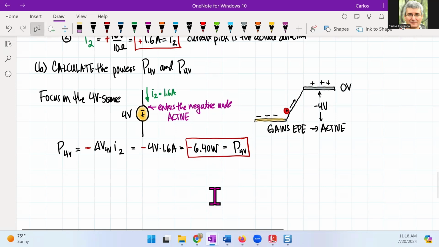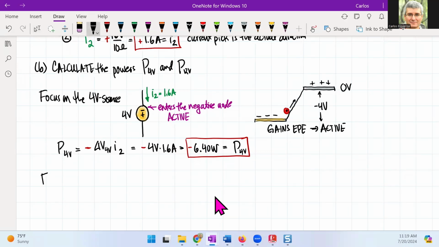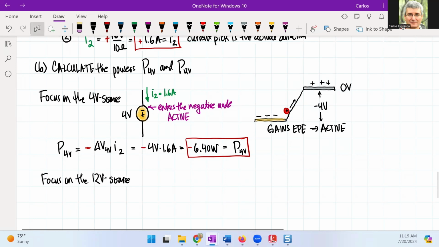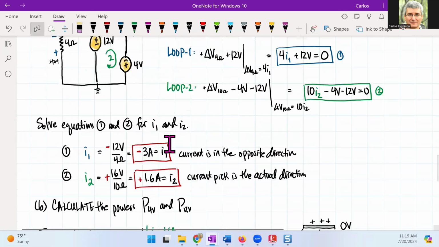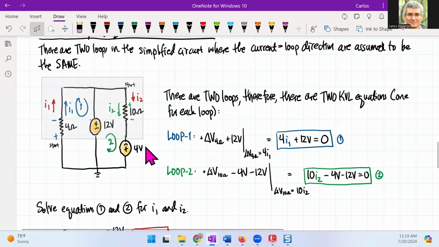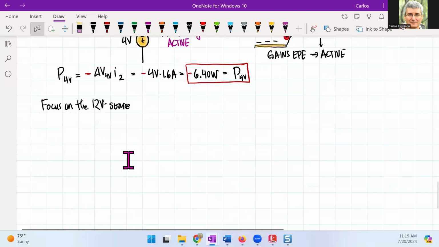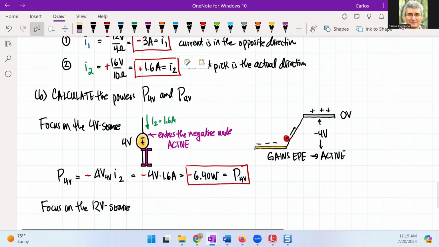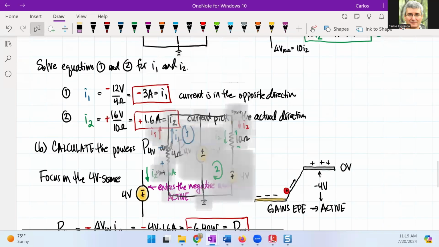Now, let's talk about the power of this guy, of the 12 volt. So our goal here is that we want to focus on the 12-volt source. And the way we do this here is that we got to go back and get the circuit. So I'm going to take this circuit and I'm going to modify this. And we're going to bring this guy down.